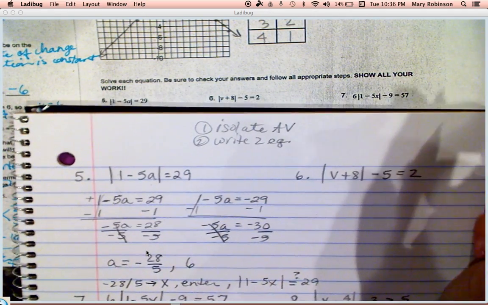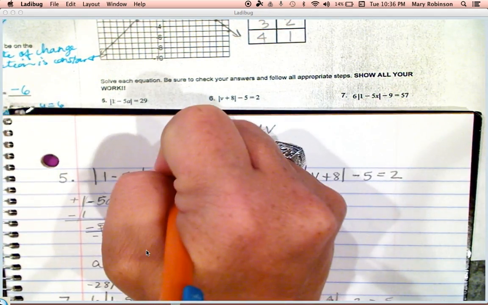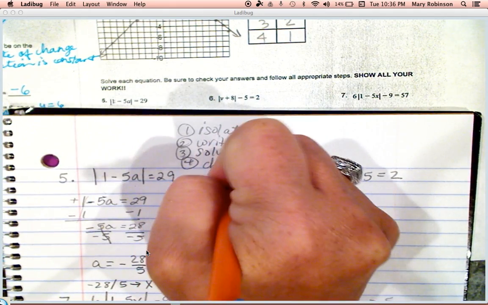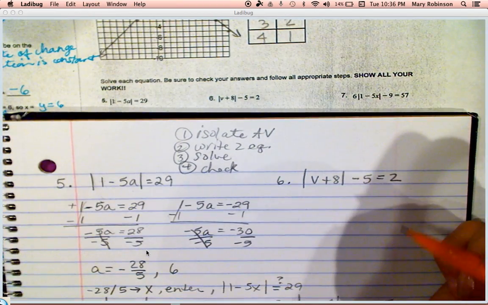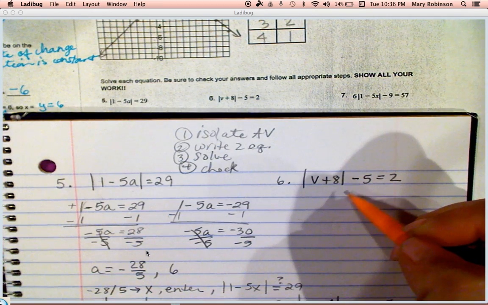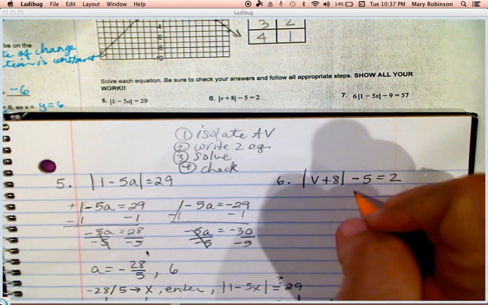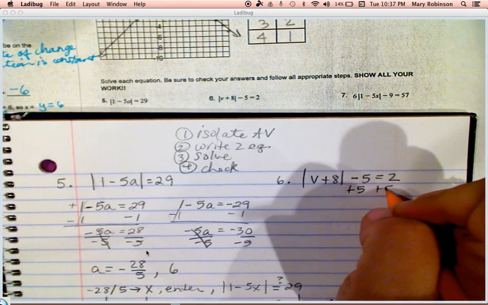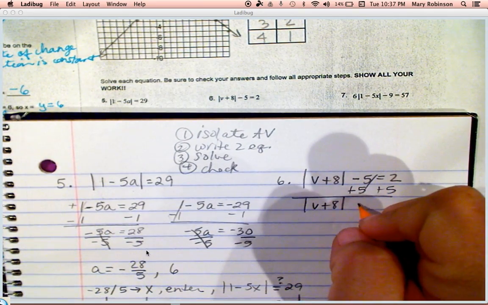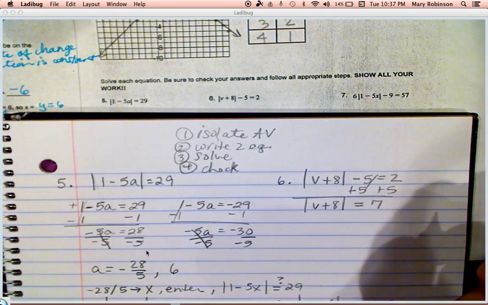For problem 6, again, let me go ahead and finish these steps. Solve, then check your answers. All right, so for number 6, our absolute value is not isolated. We actually have a minus 5. So to solve here, we need to add 5 to both sides. When we do that, we get the absolute value of v plus 8 is equal to 7.